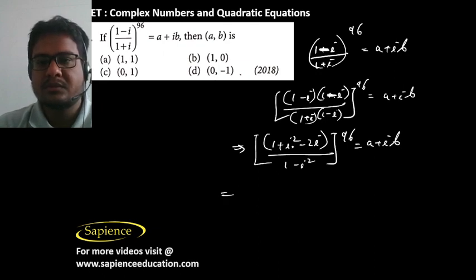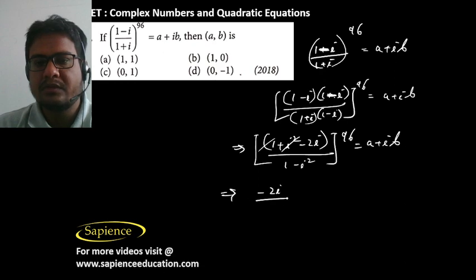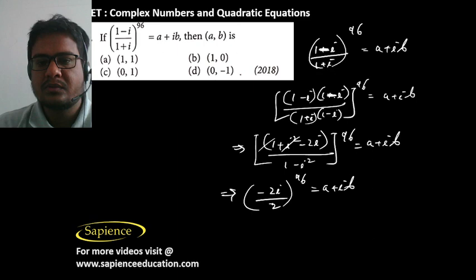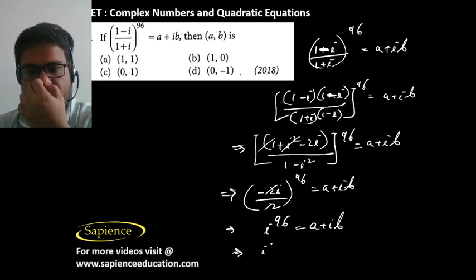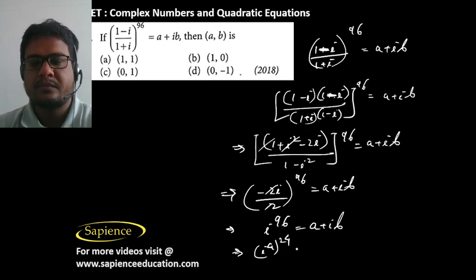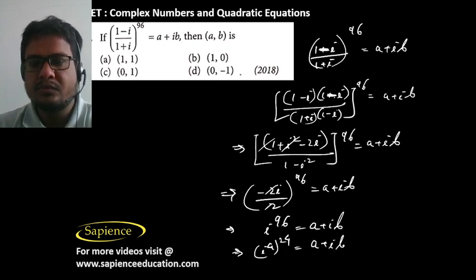Now this 2 will cancel. Now this is (-2i/2)^96, that is equal to a + ib. So this will cancel. Now this is i^96, that is equal to a + ib. Now this can be written as (i^4)^24, that is equal to a + ib. So i^4 is 1, so a + ib is equal to 1.